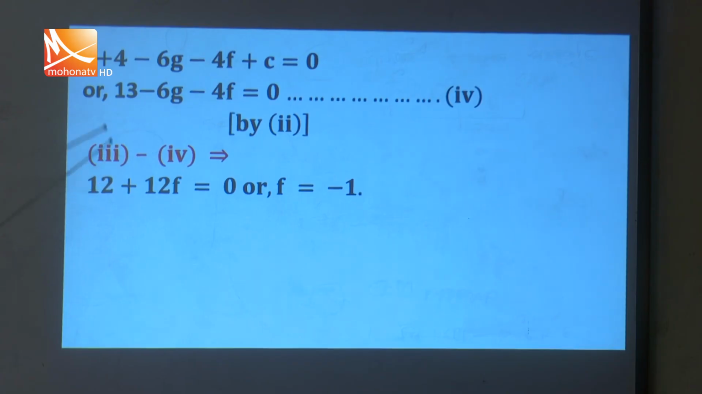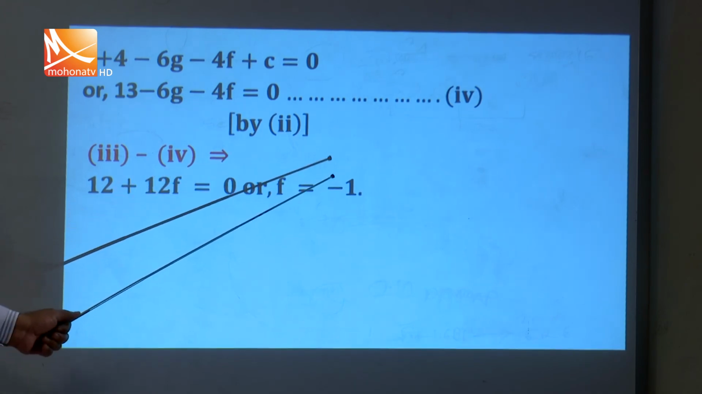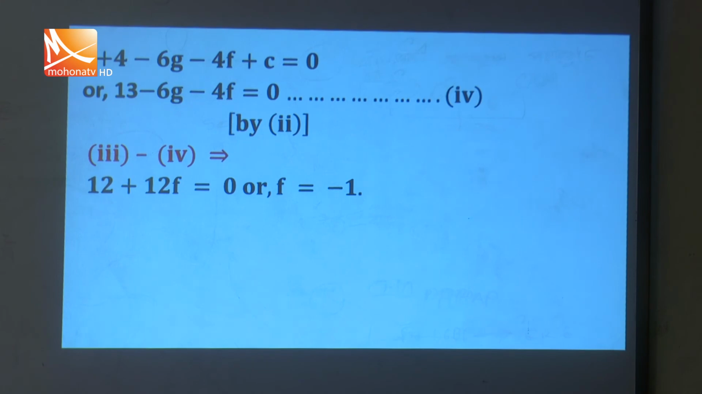25 minus 13, this is 12. Then the 6g and minus 6g will be cancelled, and then it will be minus 8f plus 4f, it will be minus 12f. That is, f equals minus 12 by 12. So its value is minus 1. The value of f is minus 1.